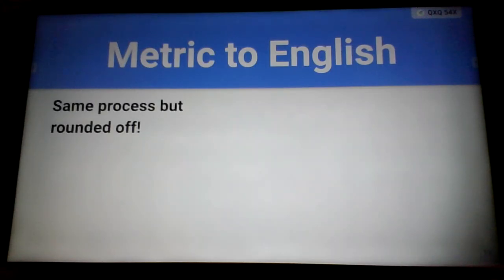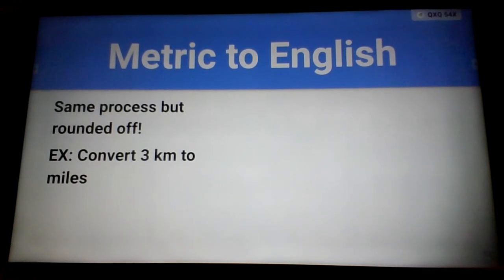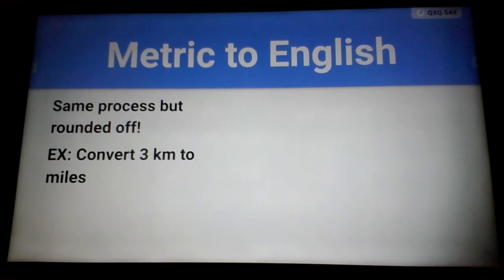The same process, but rounded off. Okay, this time I'm not going to write on the screen because I already have it typed. 3 kilometers. How many miles is 3 kilometers? Okay, you might sign up for the 5K run. And if you're not familiar with kilometers, you want to know how far that is, you change that to miles. 5 kilometers is approximately 3.1 miles. So what about 3 kilometers changed to miles? 1 mile is approximately 1.6 kilometers.